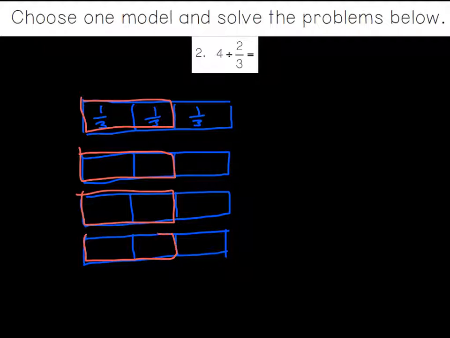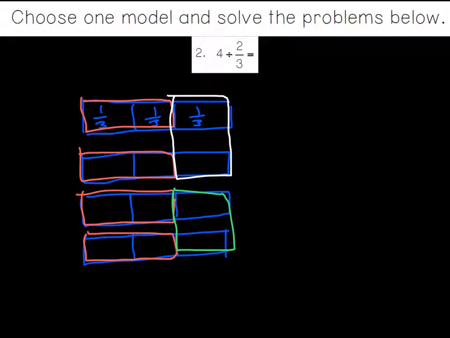Another group of 2. And now I'm going to switch colors, and I'm going to group these 2 here, and switch colors again, and group these 2. So how many total groups do we have? 1, 2, 3, 4, 5, and 6. So 4 divided by 2/3 will be 6.